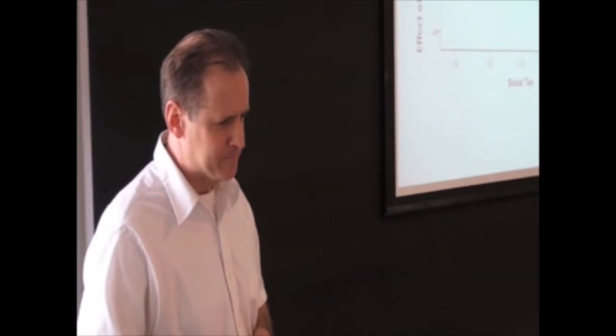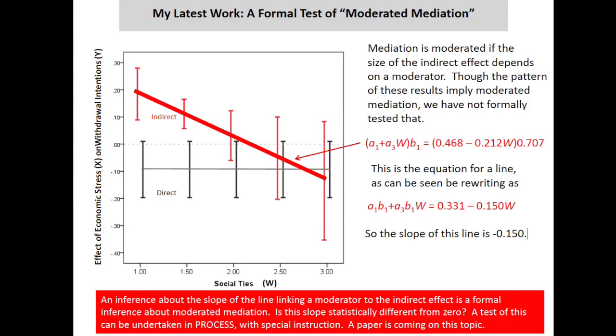But look at this. This line is that function, right? So the conditional indirect effect for this model is a line. Let's make that clear just by rewriting this in this form. So I've just taken the V1, distributed among the terms, plugged in the coefficients, and that's the equation for this line. So the slope of this line is minus 0.150. The question is, is that slope statistically different from 0? That becomes a formal test of moderation of the indirect effect.